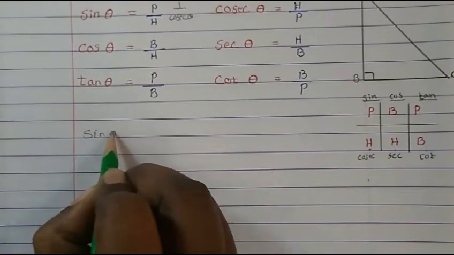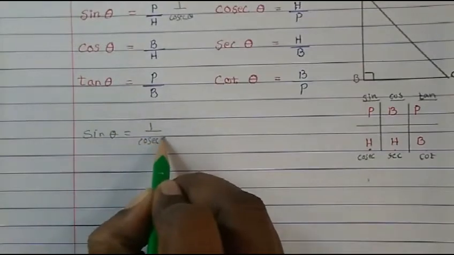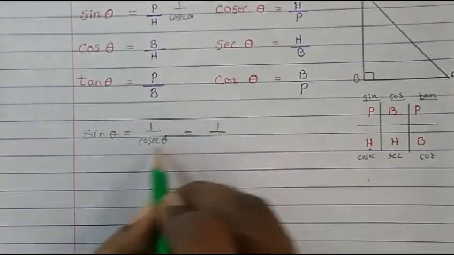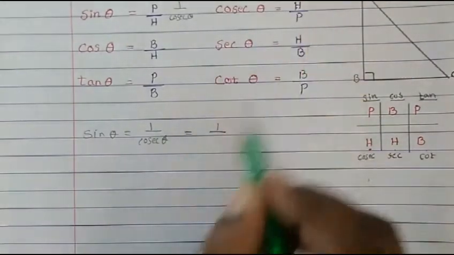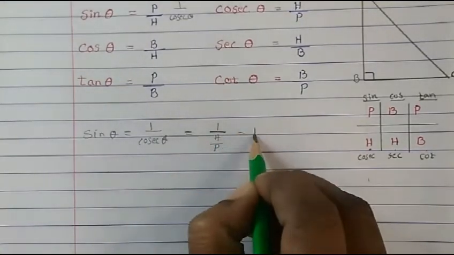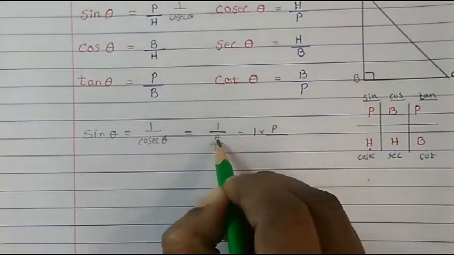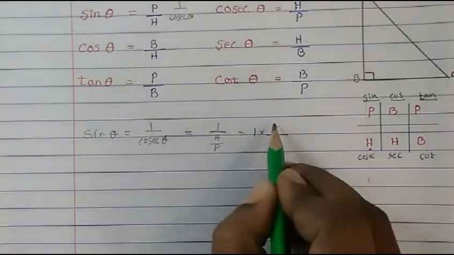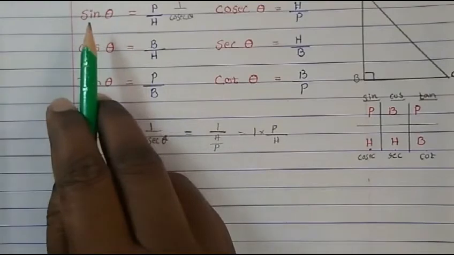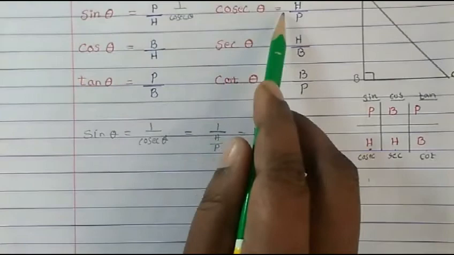Just to remember, sine theta can be written as 1 upon cosec theta. 1 upon cosec theta is hypotenuse upon perpendicular. When you write this, 1 goes here. When it comes to this side, perpendicular goes up and hypotenuse comes down. So perpendicular upon hypotenuse is actually sine theta only. That's why sine theta can be written as 1 upon cosec theta.